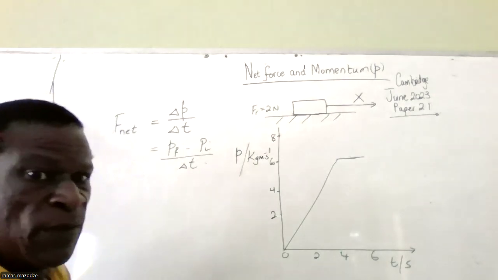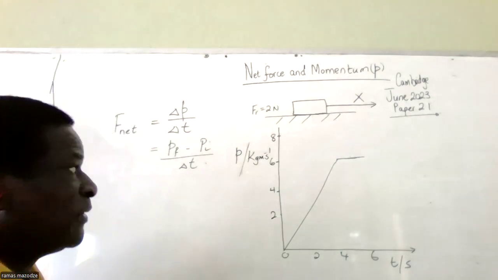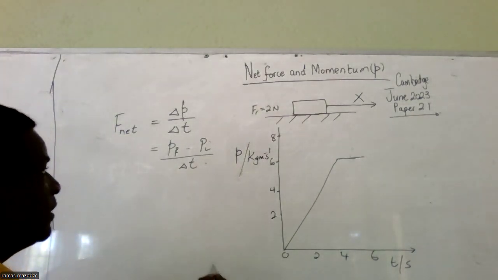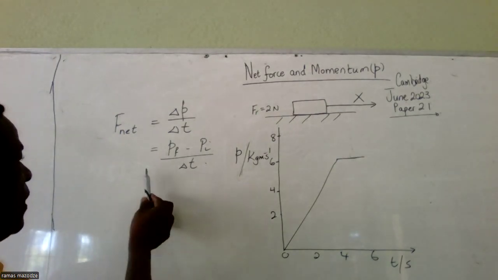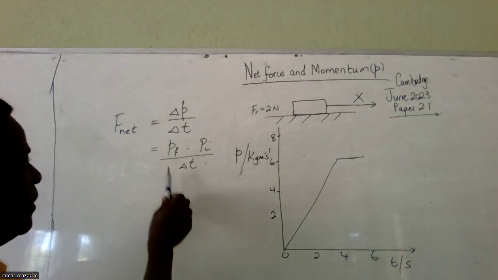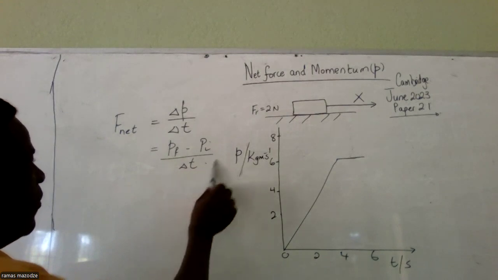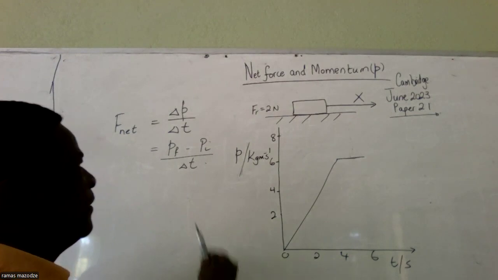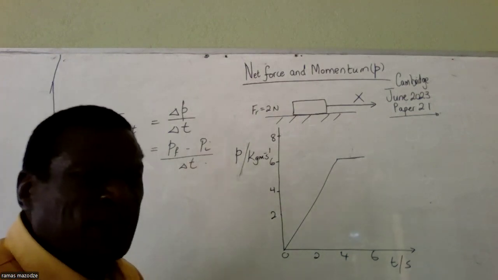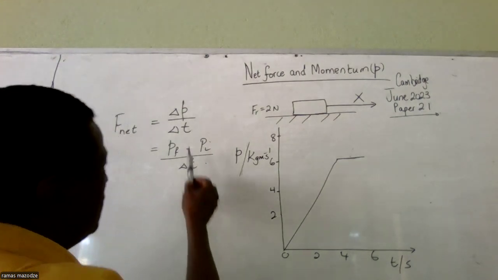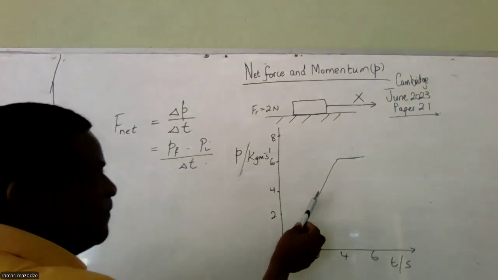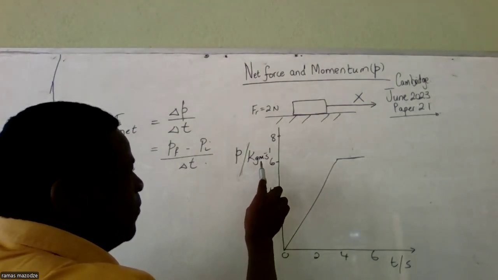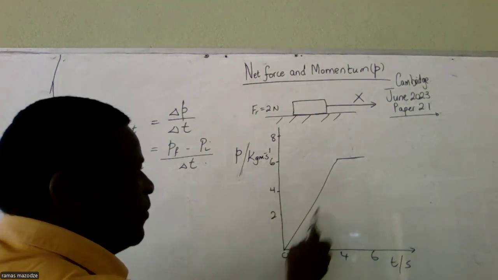Let me start by stating Newton's second law in terms of momentum. That was the first question from the Cambridge paper, which said state Newton's second law. So you say net force is equal to the rate of change of momentum, which is change of momentum over time. If this formula is on your formula sheet, it's an open book exam, you can clearly see this is the rate of change. And on the graph, net force is the gradient of momentum versus time.